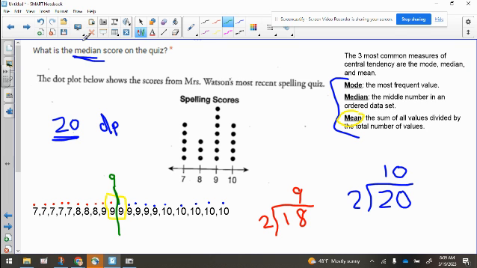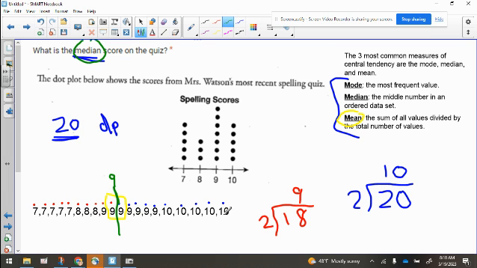Now, I just want to remind you all, what if you had to find one of the other measures of center? They didn't ask in this case, but if they asked for the mode, that's the number that occurs most often, so that would have been the 9. And if they needed the mean, you would have to add up all these values. You would add up 7 plus 7 plus 7 plus all of them, get some big number, and divide by how many data points there are, which in this case is 20.